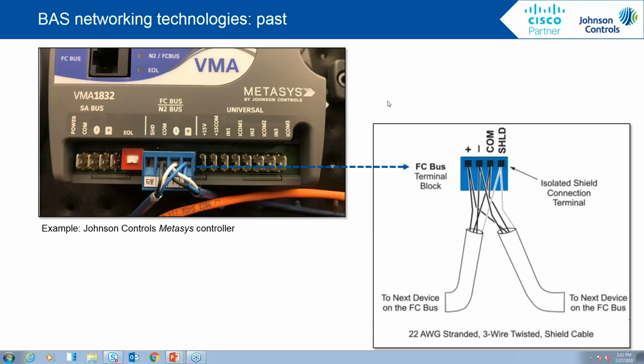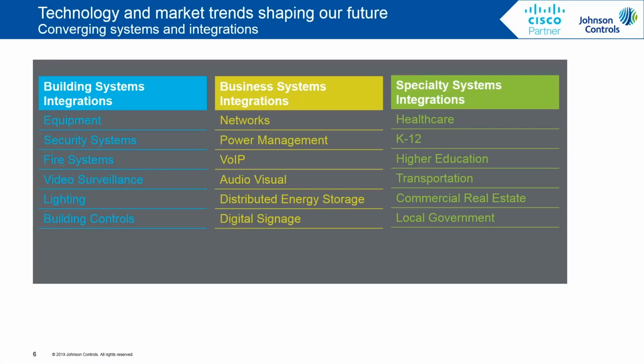Also consider some of the other trends that are shaping our industry, like integrating systems beyond just the HVAC equipment, such as integrating the building automation system with access control or intrusion detection, or fire control or video surveillance, lighting control, and so on. Or integrating other business systems or specialty systems found within a building, and then developing automation solutions around those systems.